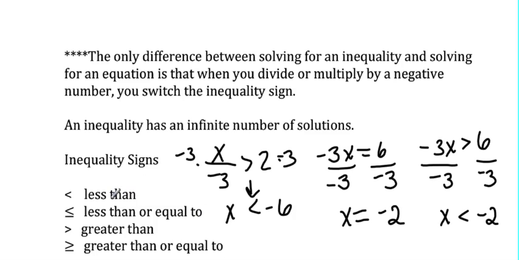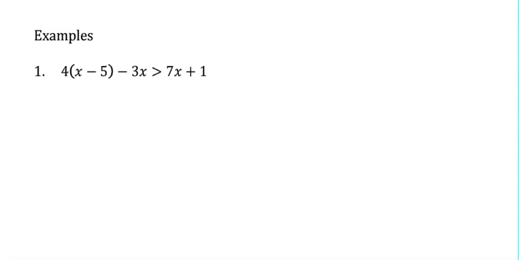Here's a little cheat sheet for this: this is less than. This less than with the line underneath it is less than or equal to. Then you have greater than, and then greater than or equal to. Okay, so now some examples.